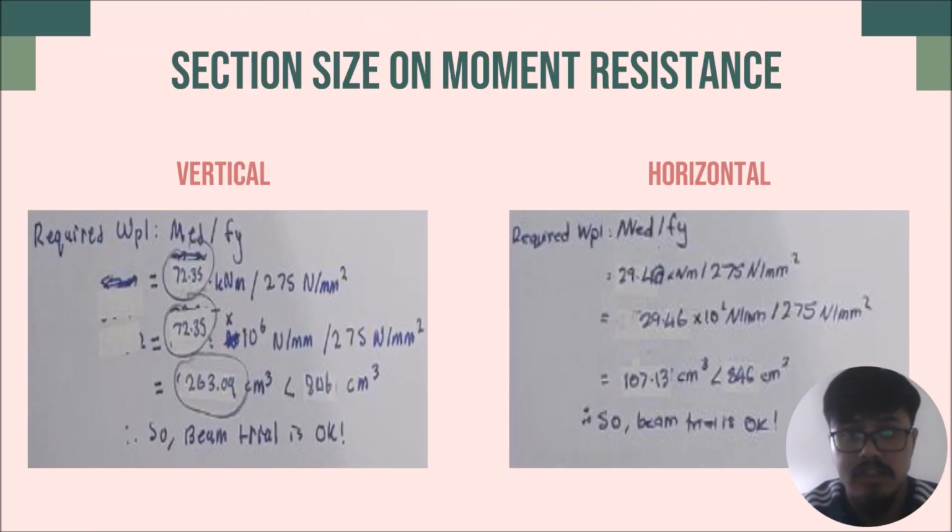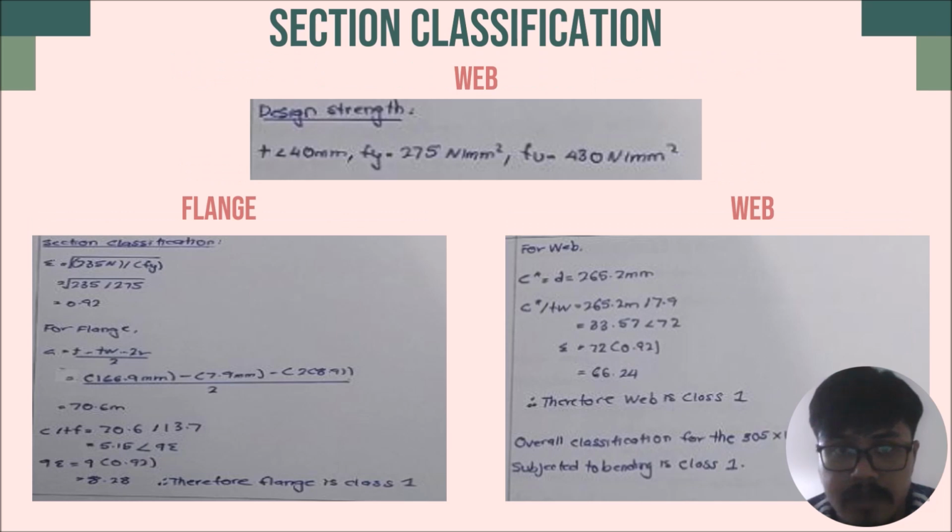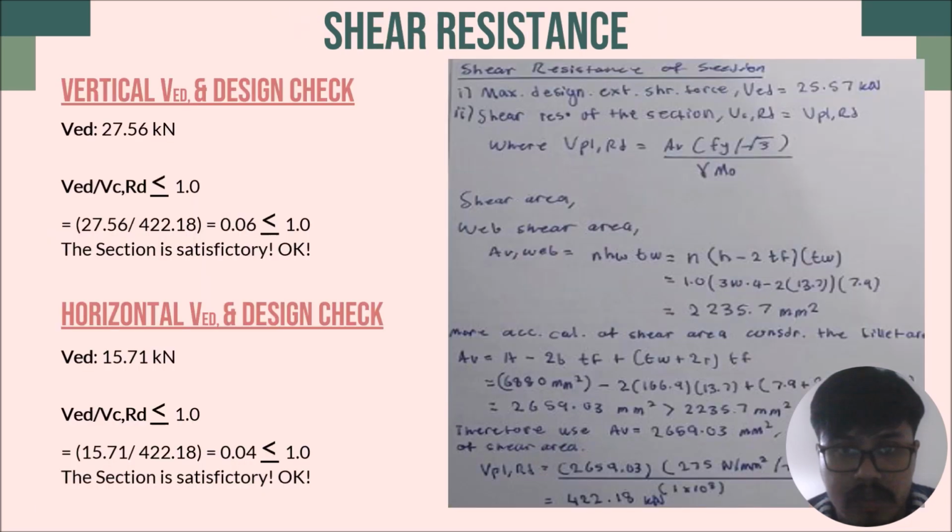For the section moment resistance, for all the beams we see that the beam is okay because the value is lesser than 846 centimeter cube, which is reasonable for the beam to have more moment resistance. For the section classification, we identify that the beam is class 1 for flange and web. So the beam is in class 1.